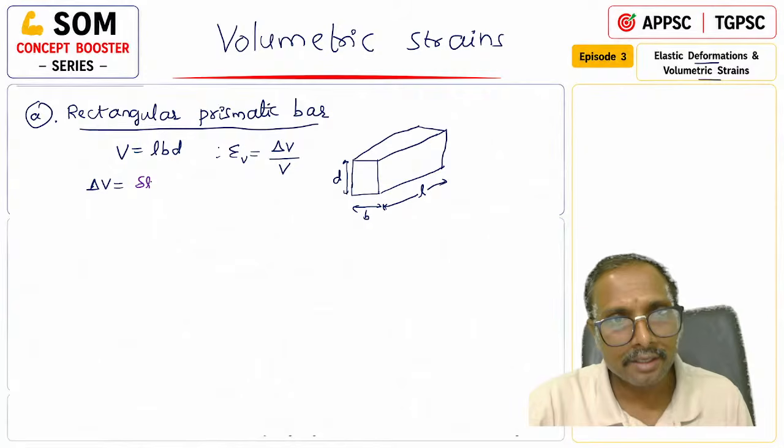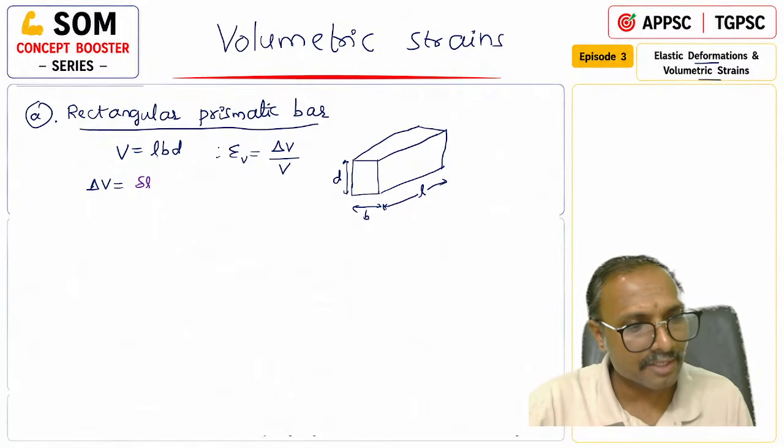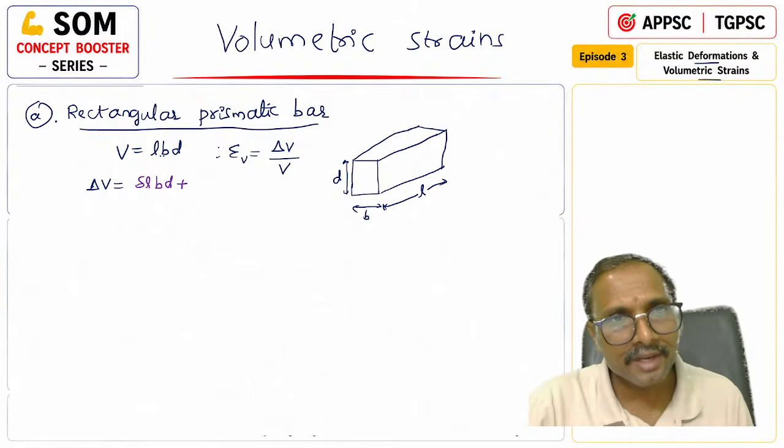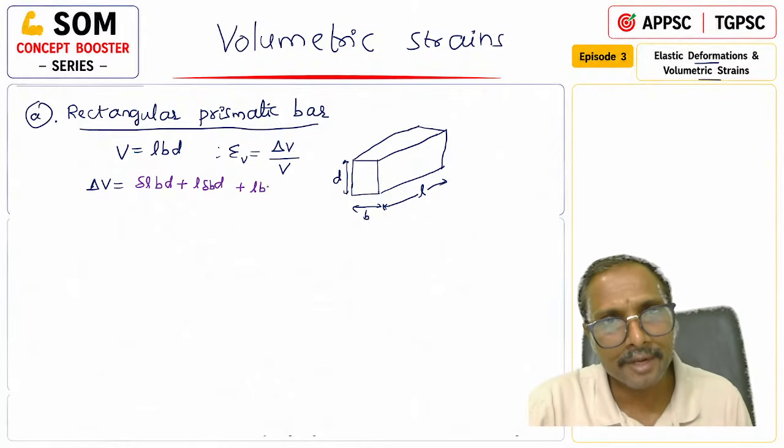Delta L. So partial differentiation of this L, BD will keep as it is, plus second one, L and D will keep as it is, and partial differentiation of B, plus LB will keep as it is, and partial differentiation of depth. This is how we'll be getting it.